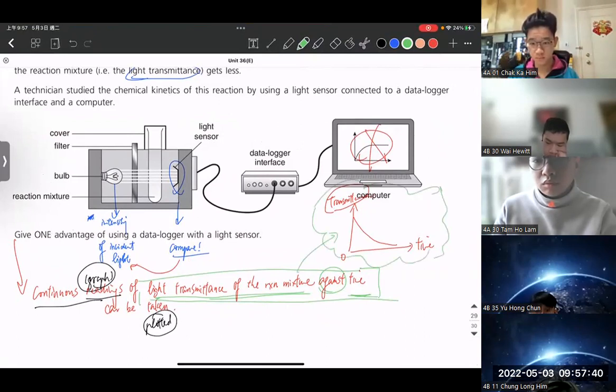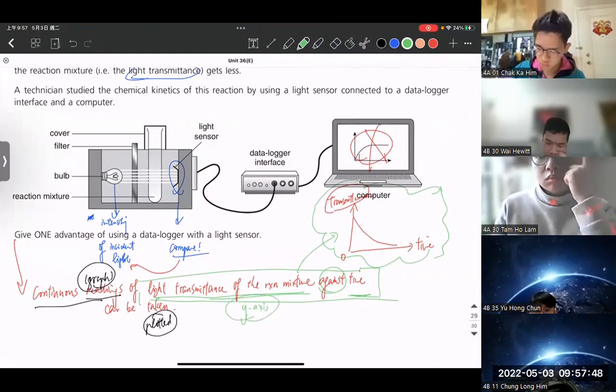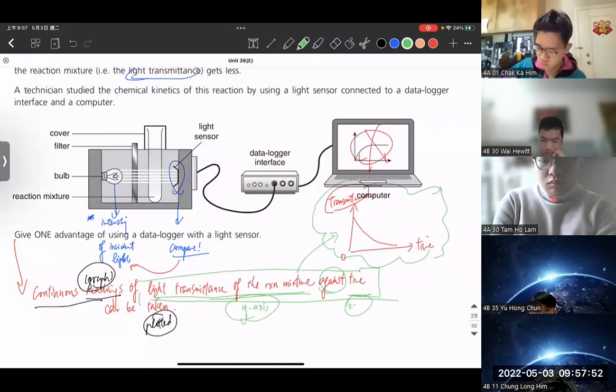This sentence means a graph of the light transmittance of the reaction mixture against time. So what you just mentioned before, against: you talk about the y-axis, but you want to talk about time against what? After the word "against", it is referring to the data on the x-axis.